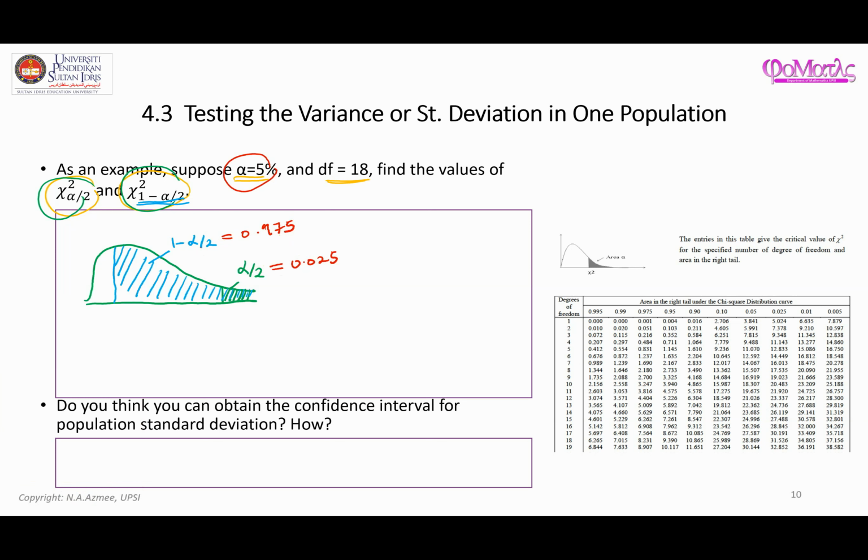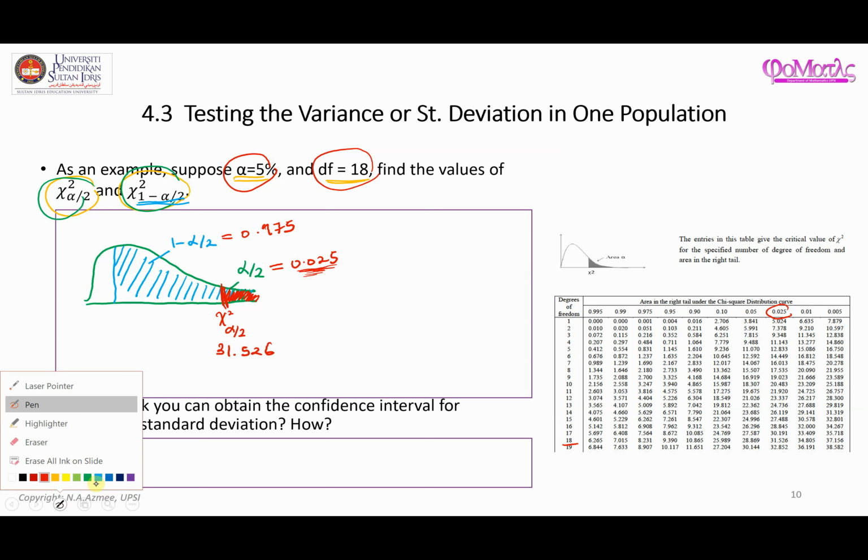Okay, so now our job is to find this one first, yeah? For alpha over 2, we need to find what is this value, chi-squared alpha over 2. Okay, degrees of freedom is 18, so we go straight to 18. Alpha here on the right tail of the distribution is 0.025, so you can refer to 0.025, and therefore this value is 31.526. So here is the value, which is 31.526.